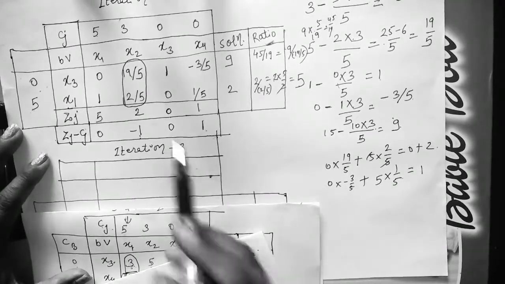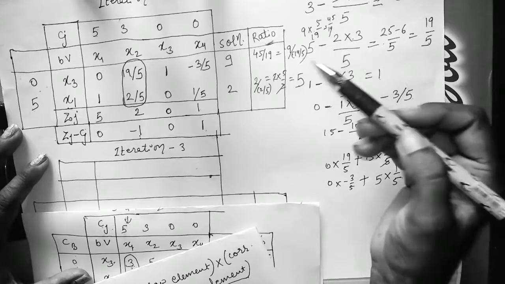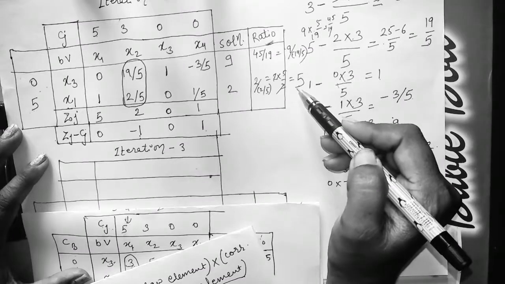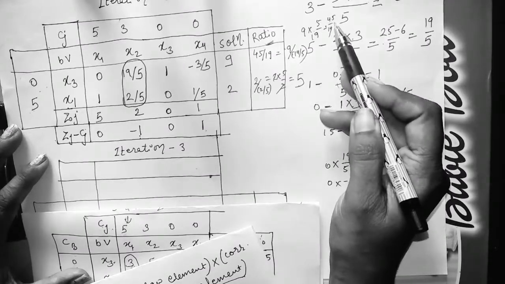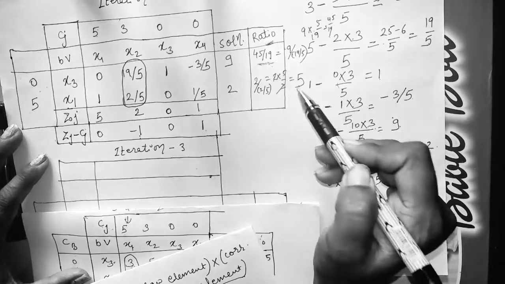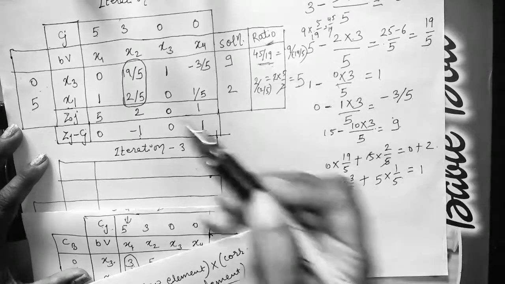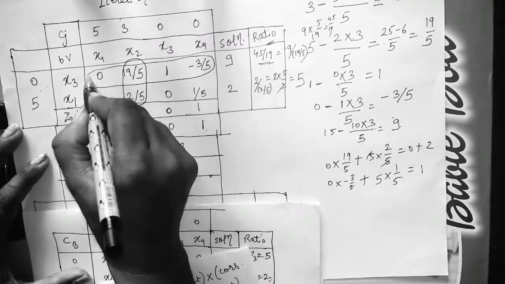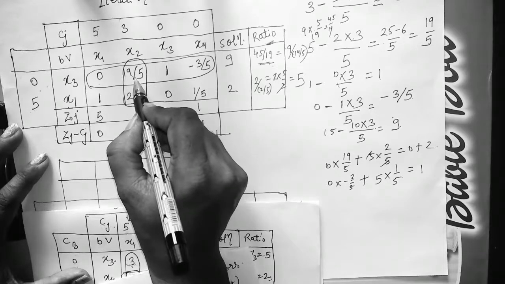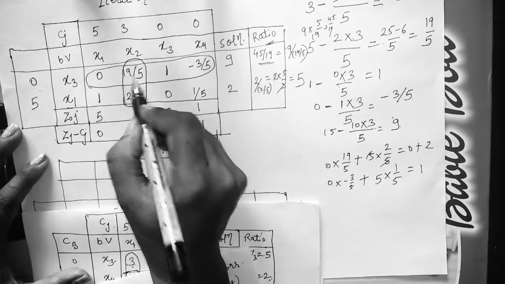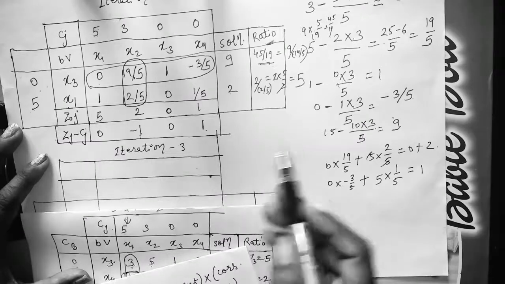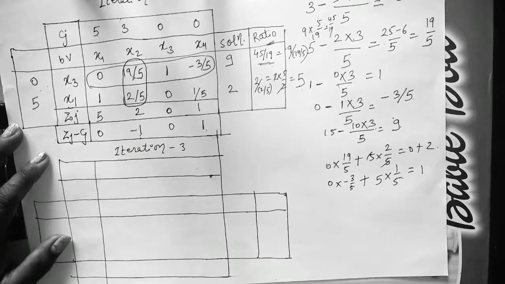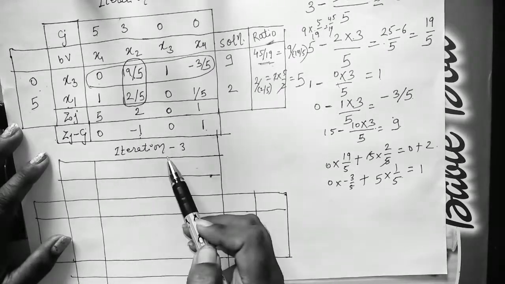So for finding the key row we have to choose the minimum value of the ratio, and the minimum value is 45 upon 19. This is less than 5, so this will be the key row, and 19 upon 5 is the key element. Now we come to the third iteration. For getting the optimum solution we are coming to the next iteration.